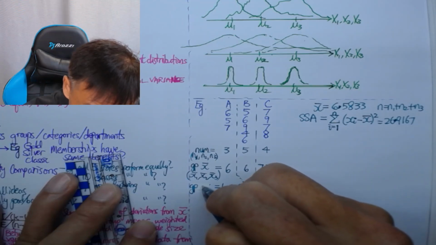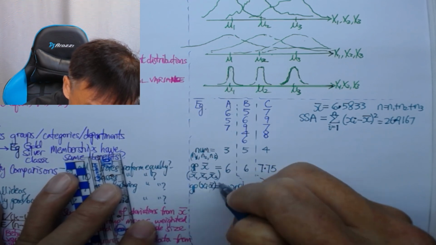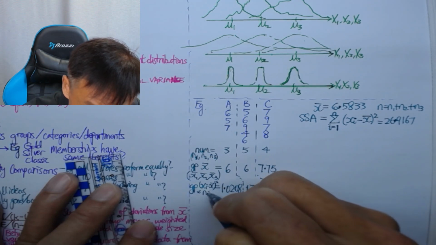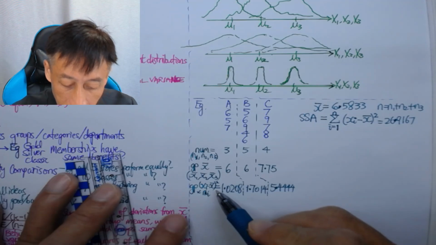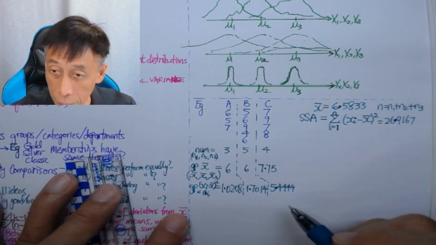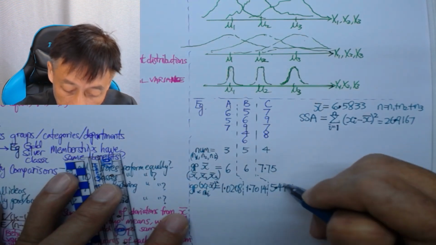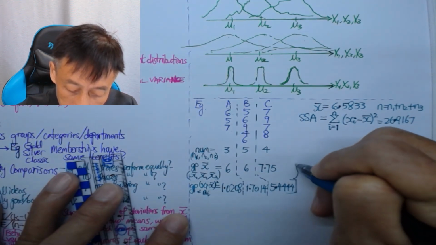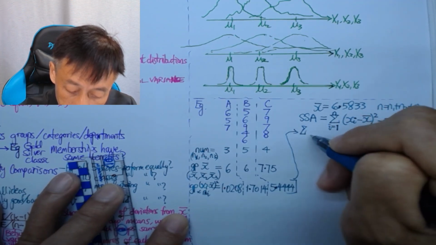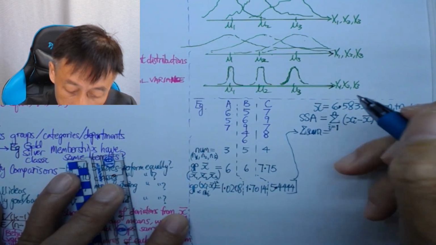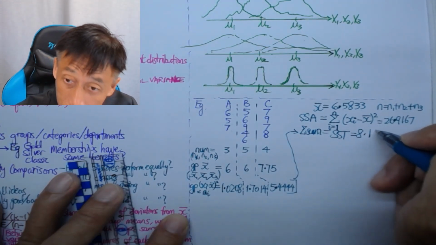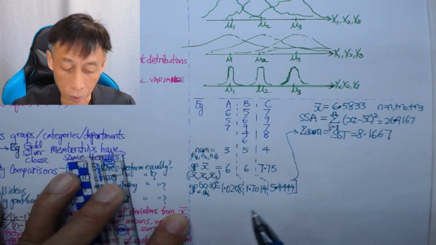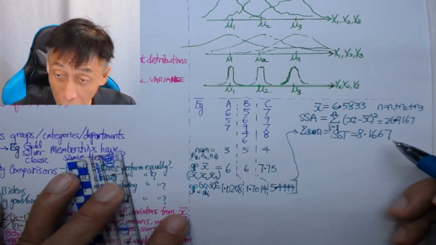Xi minus x bar squared times ni. So that will be i equals 1, 2, and 3. Okay, so xi minus x bar squared times ni. So we get this. So of course we can sum them up to get SST, that's our 8.1667. If you add up these, you will get 8.1667.